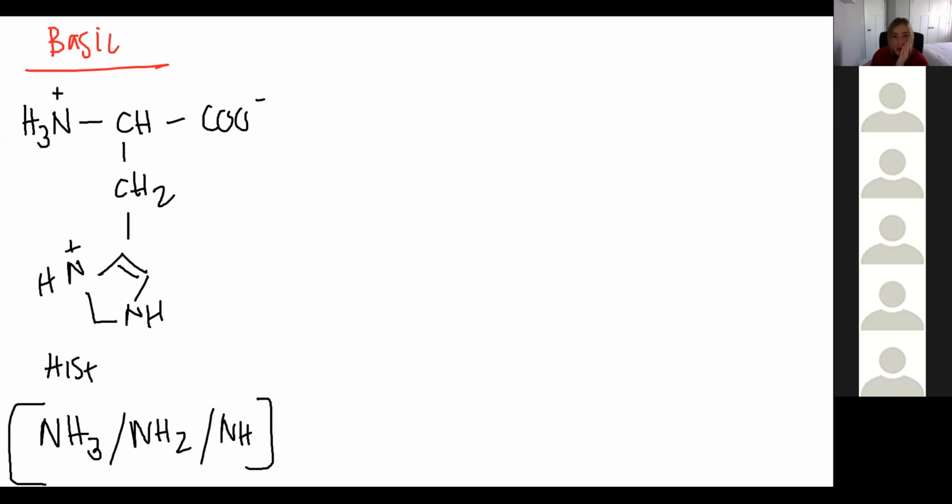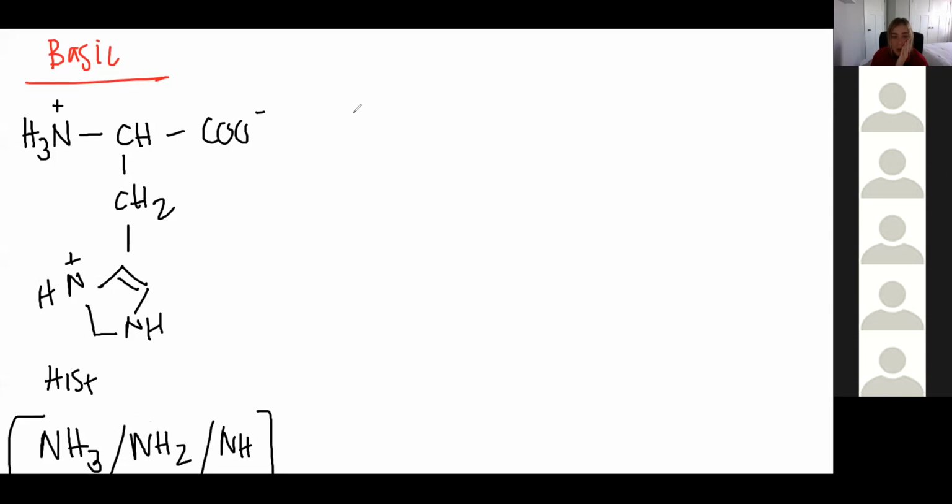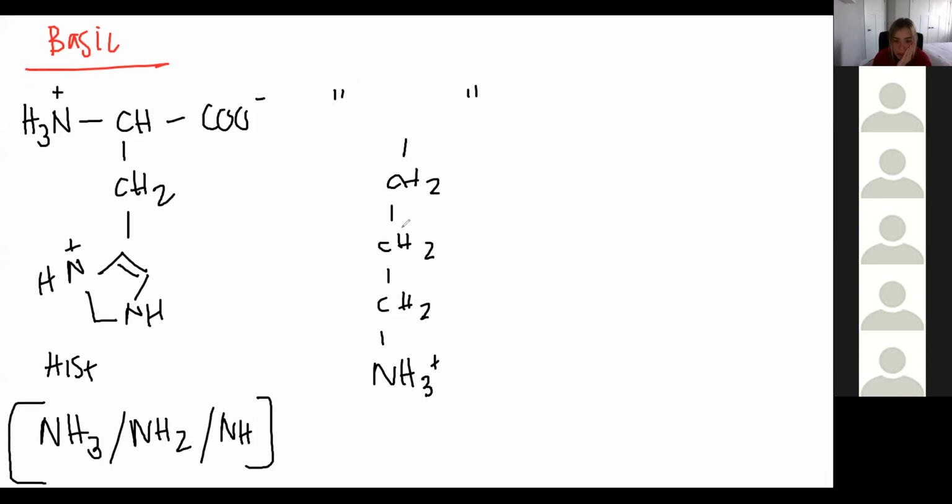Another one we could draw would be lysine. I'm just going to do it like this because it's the same backbone. And the R group is just going to be a huge chain of carbons. Okay, so that one is lysine, LYS.